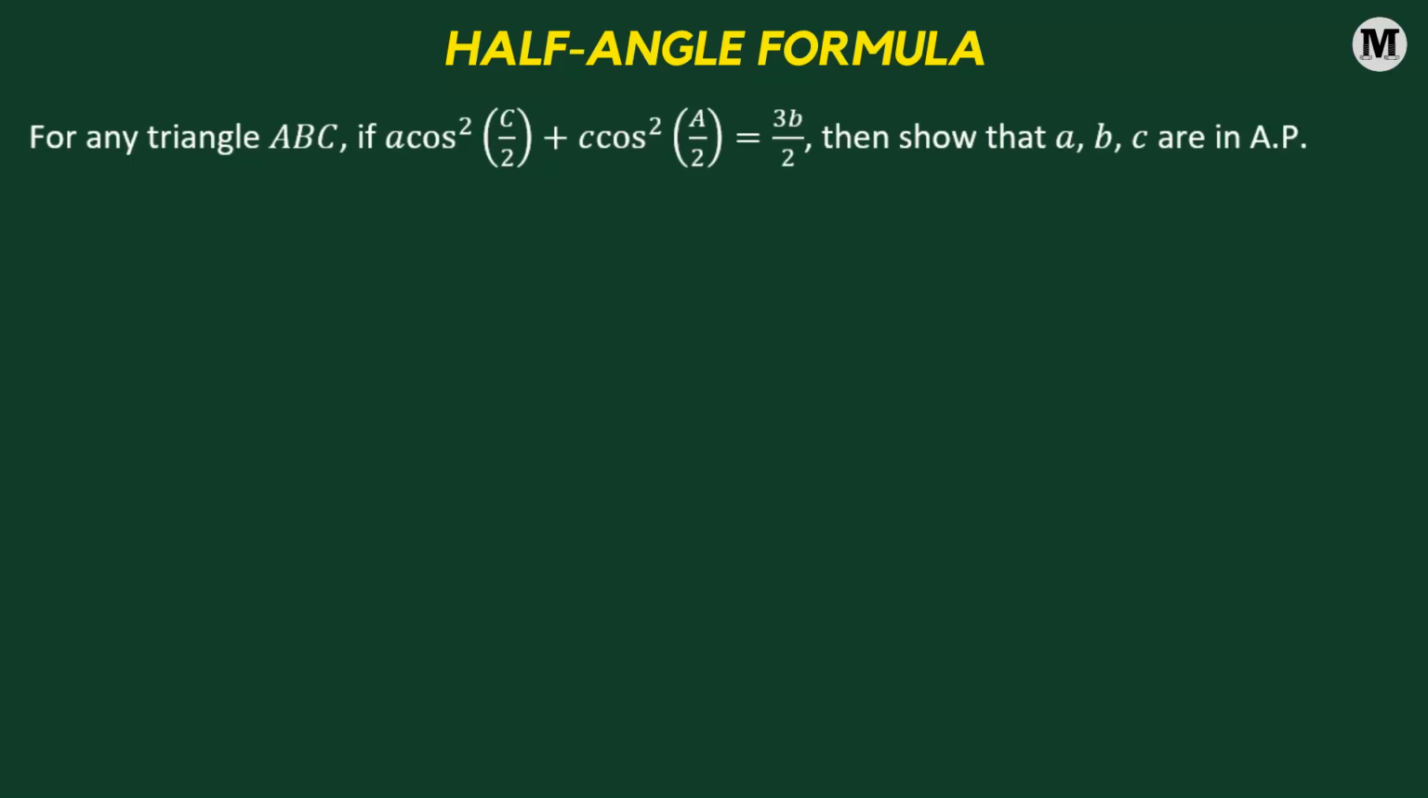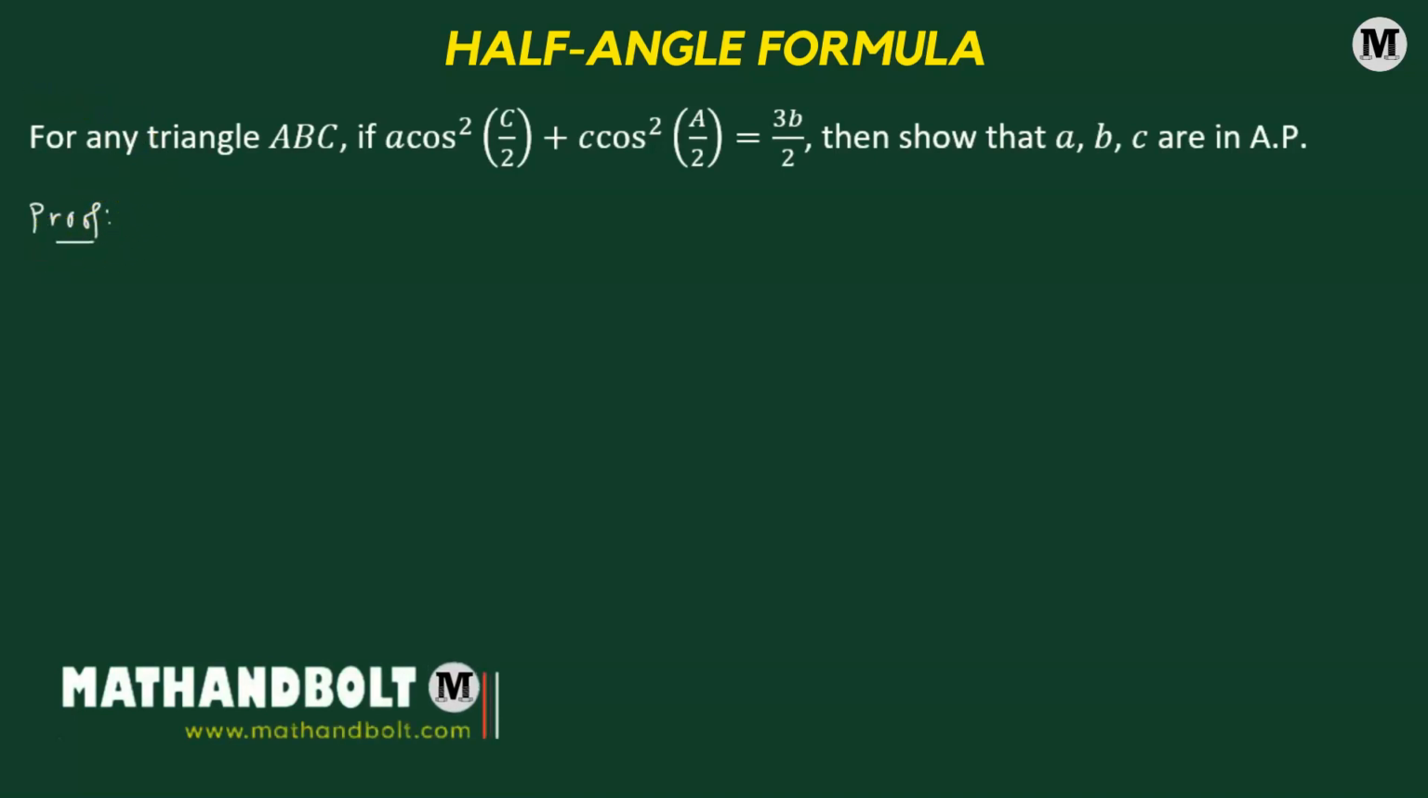For any triangle ABC, if A times cosine squared C over 2 plus C times cosine squared A over 2 equals 3B over 2, then we need to show that A, B, C are in arithmetic progression. Okay, let us begin. Now, before proceeding, let's talk about a few terminologies.